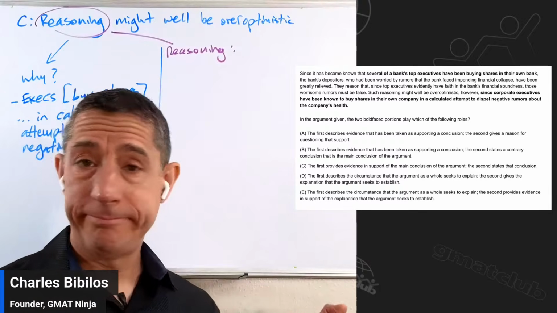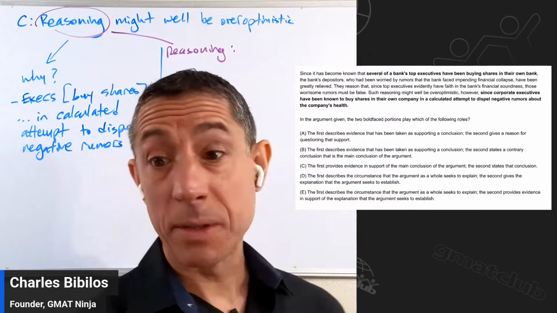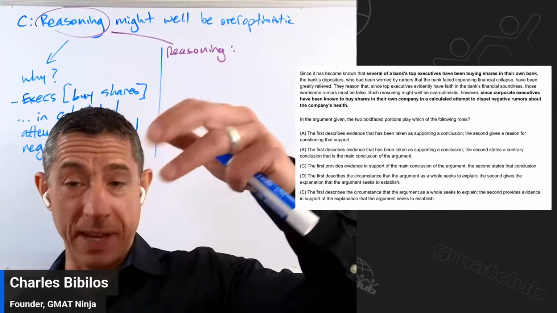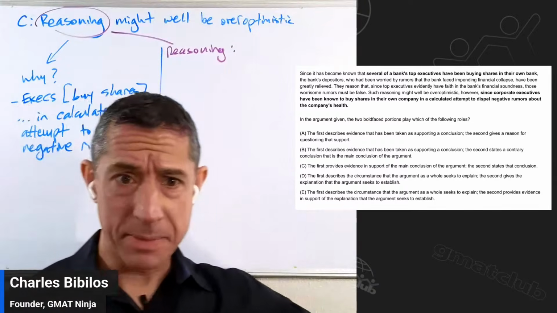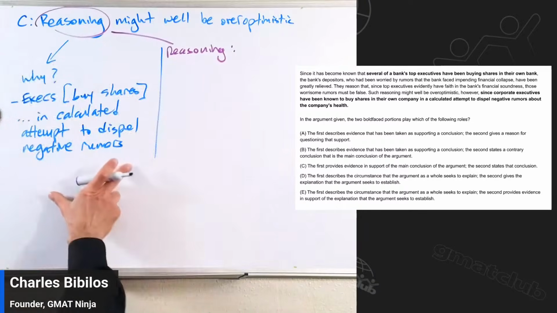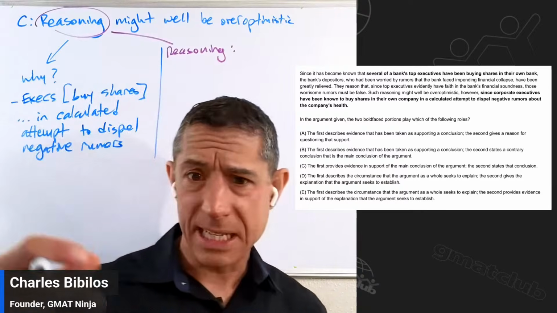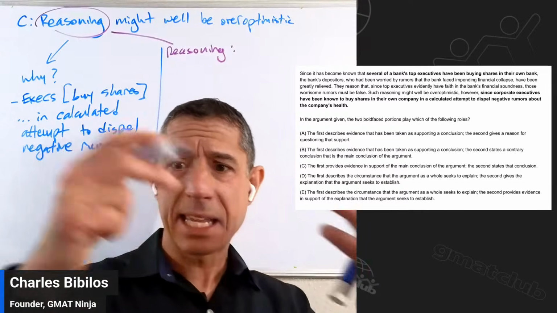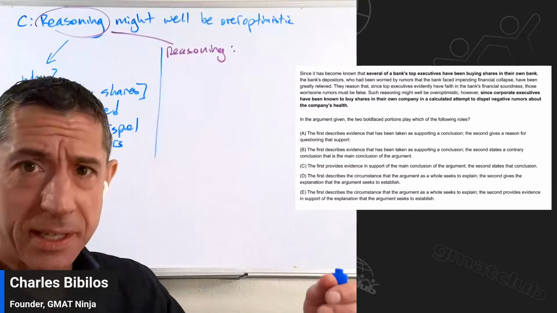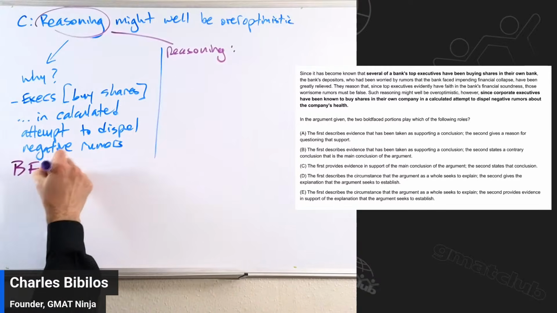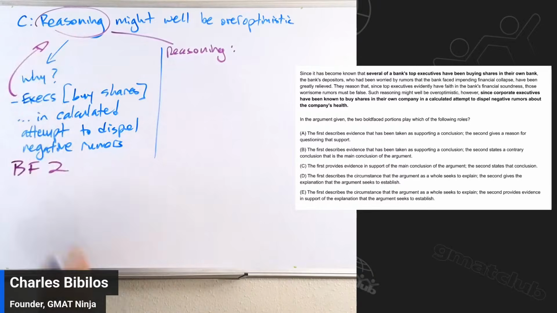As always, I've said it a whole bunch of times, I'm ignoring the bold at first and going, hey, do I have a conclusion here? You've got it right before the second boldface: the reasoning might well be over optimistic. Now, I can get into the why here, which is that executives have been known, it's that last sentence, to buy shares in their own company in a calculated attempt to dispel negative rumors about the company's health. So this boldface 2 here clearly is in support of your overall conclusion.